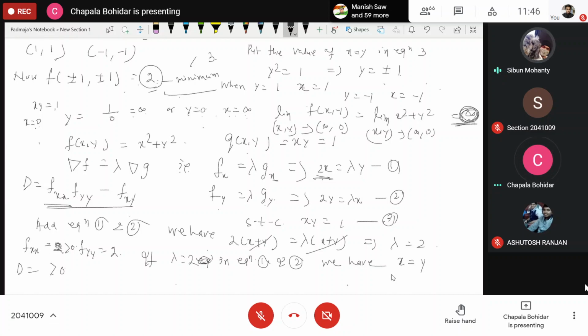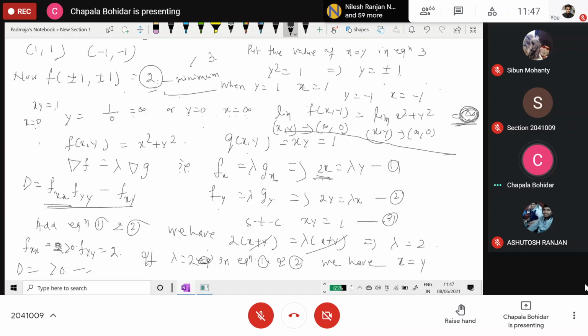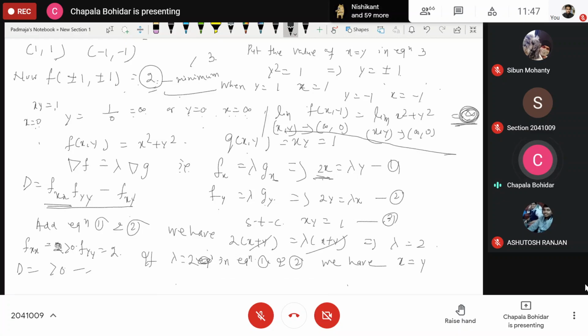We are getting the minimum value. What may be the critical point? We are getting the minimum value. You write down only the minimum value we are getting. It is not necessary to check this part here. You can go this way. Okay, ma'am.